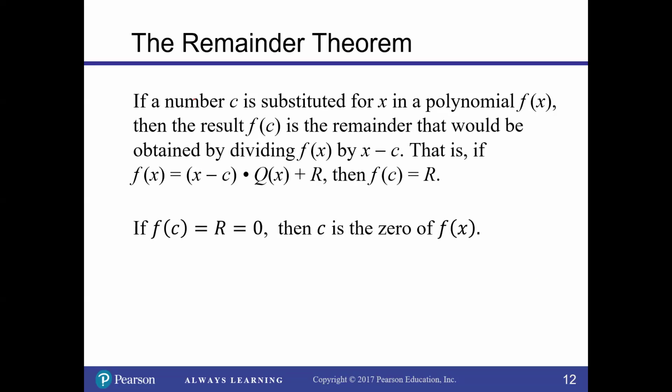So what that means is that if I had a linear factor, I was trying to divide by that to see if I had a zero. My remainder would be the same thing as if I just plugged that zero into my function. So if f of c equals r equals 0, so I put that c in and I get a 0, then c is a 0 of f of x.